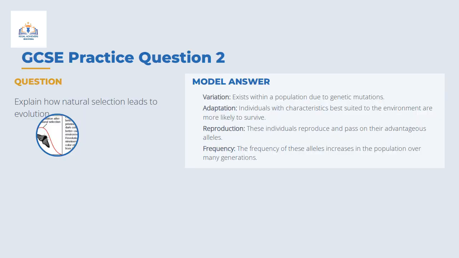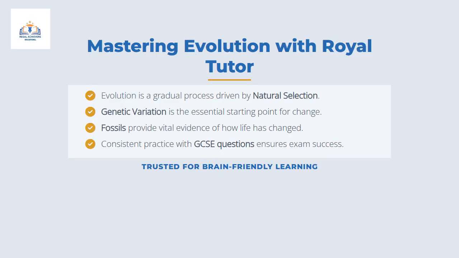Here is another important question. Explain how natural selection leads to evolution. To get full marks, you should mention that variation exists due to mutations. Those individuals best adapted to their environment survive and reproduce. Their advantageous alleles are passed on to the next generation, and the frequency of these alleles increases in the population over time.